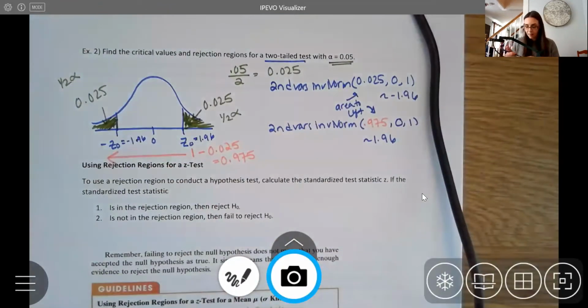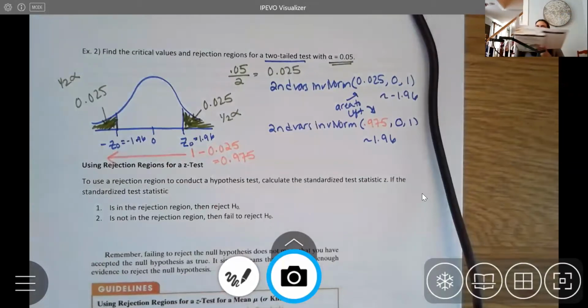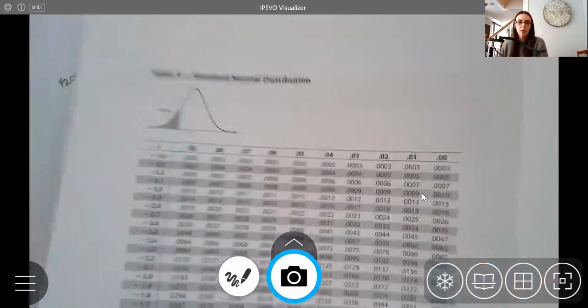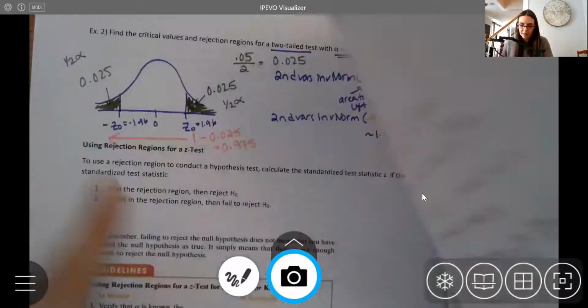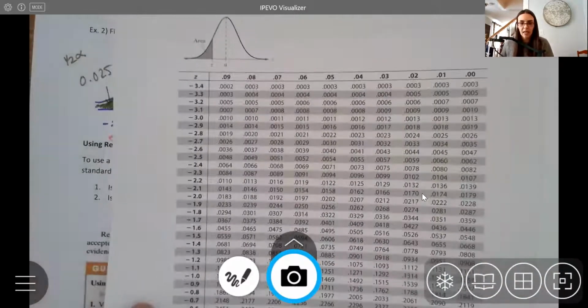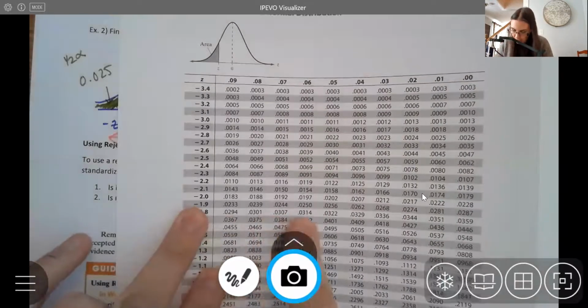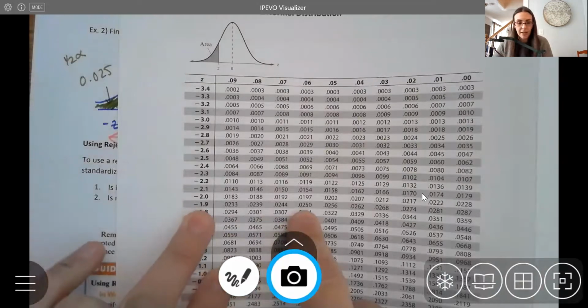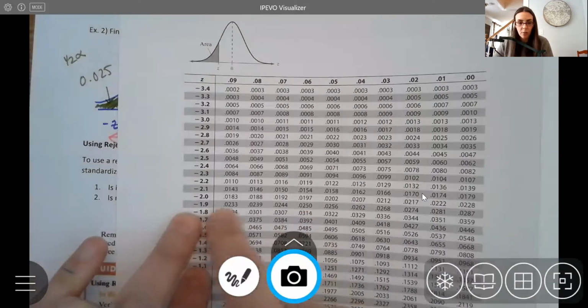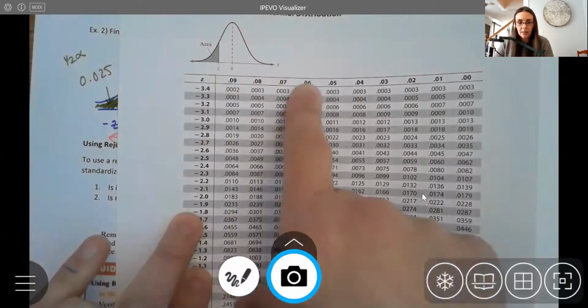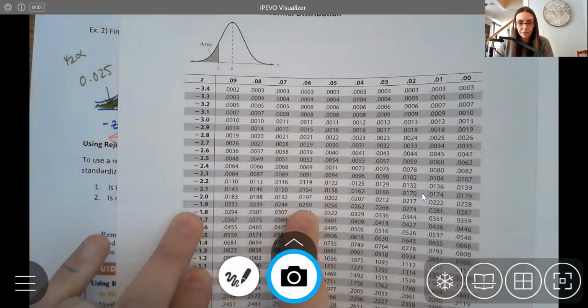Now, if you're using your table, you're just going to go to your table in the back of the book. Let me try to bring this up again. So here again, I'm going to do the left side first. The area that I'm looking for on the left side was 0.025, so I'm just going to go to my table and see if I can find 0.025. And I actually do get it exactly right here. And I can see my Z value is negative 1.96, so it matches the one that we just talked about.